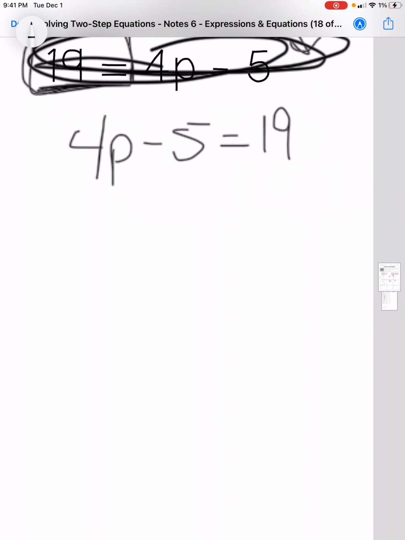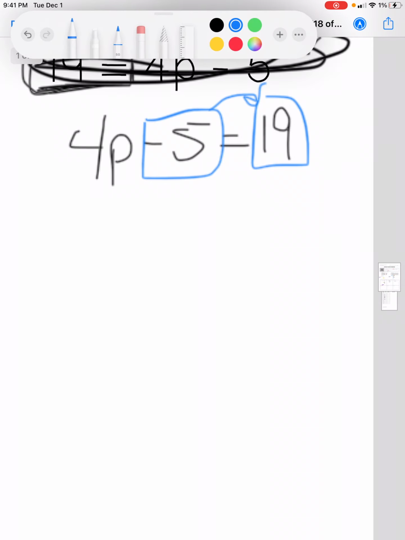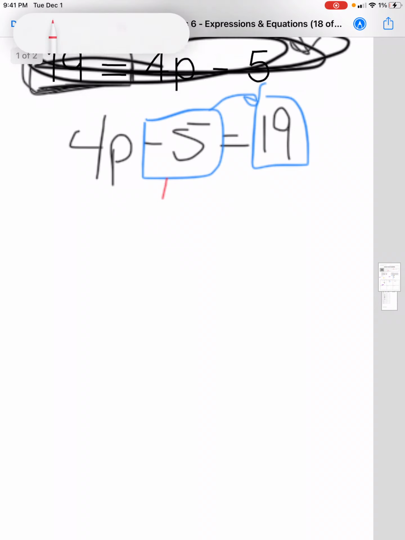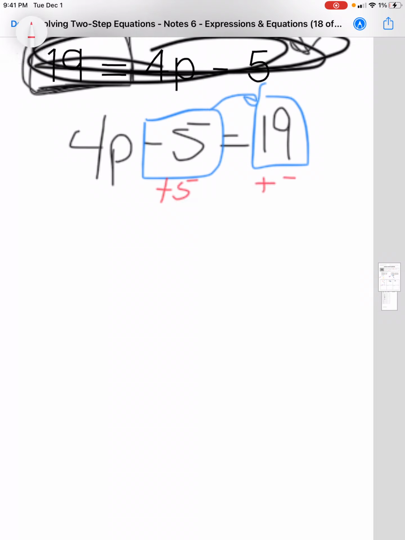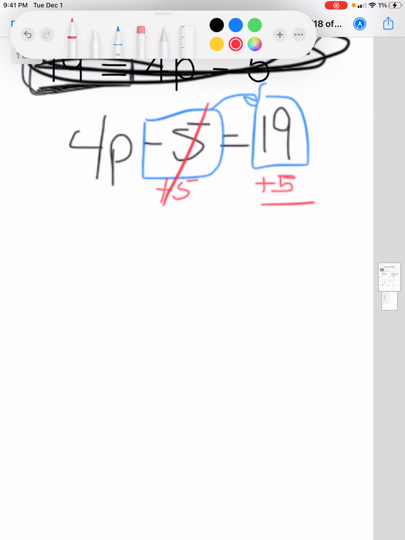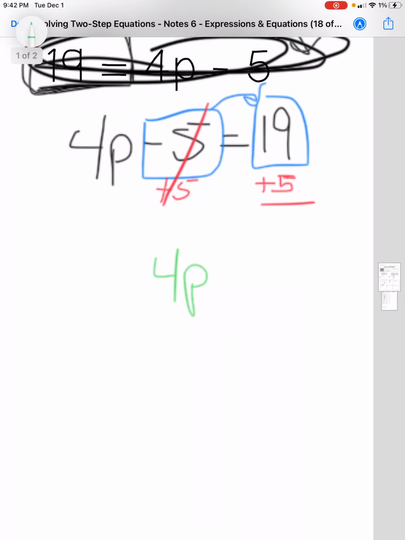Now, how do we solve this problem? Again, we combine like terms, okay? Take the negative 5 over to the right side. Why? Because we want to get away from the variable. We want the variable left by itself. The variable stinks. We want to leave him by itself. What is the opposite of negative 5? How do we get it to the other side? We add 5. Oops, sorry about that. Okay, those 5s are going to cancel out. And we are going to be left with 4p equals 24.